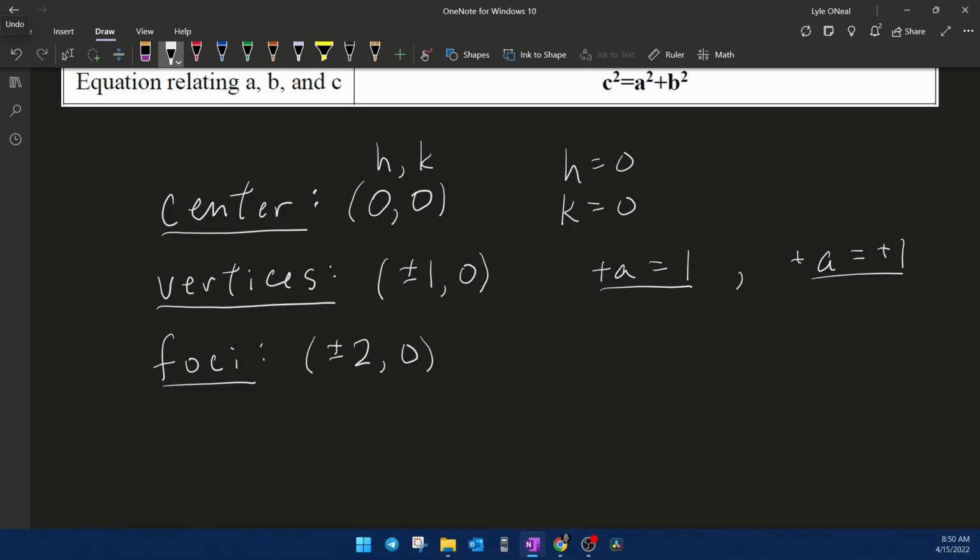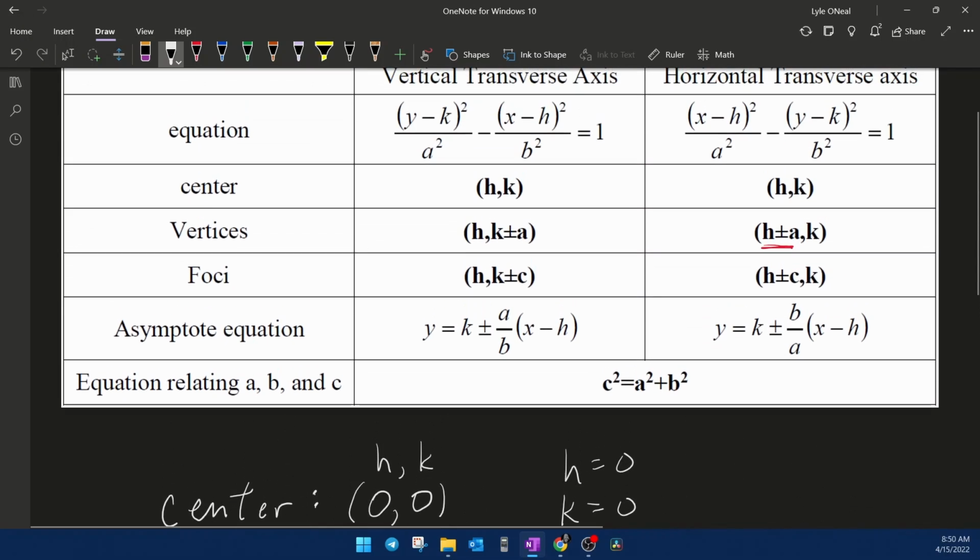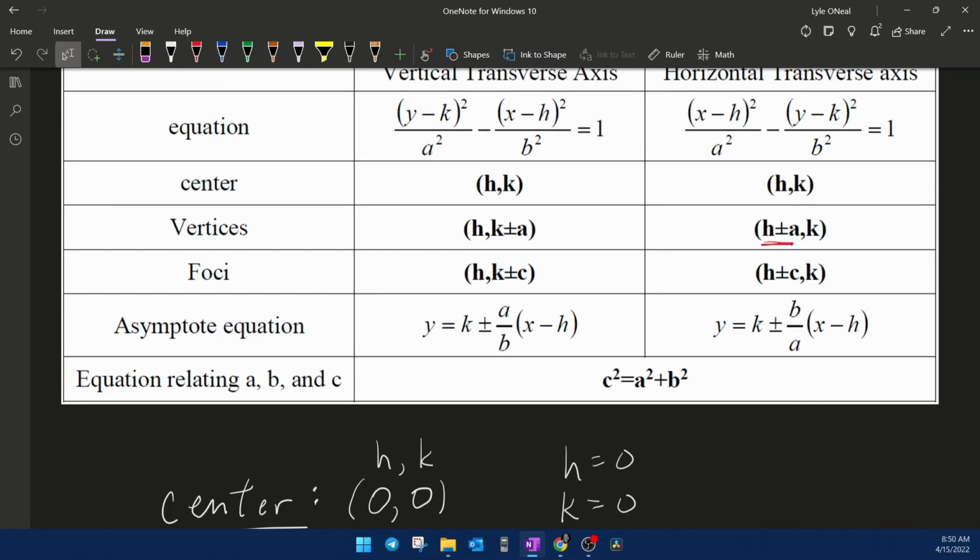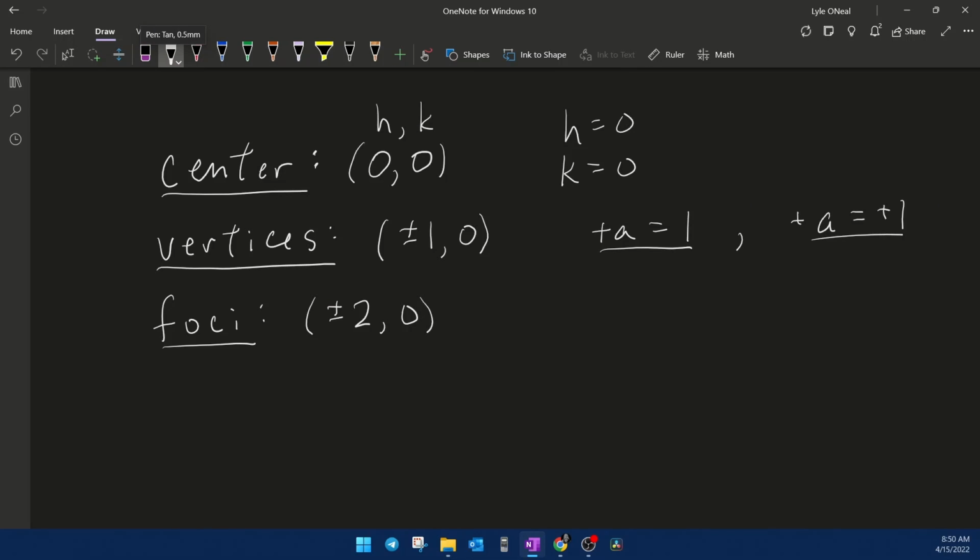The only piece of the puzzle that I really need in order to find the equation is b. But I've got the foci, so we're going to have to find c, and then we can find b. So the foci are h plus or minus c, k. So h plus c should be the larger of the x coordinates of the foci, h minus c the smaller. And again, h is 0. So if I replace h with 0, that's going to give me the value of c to be 2.